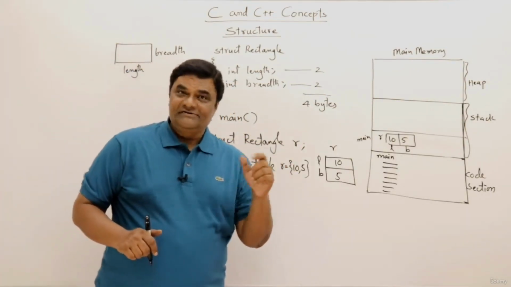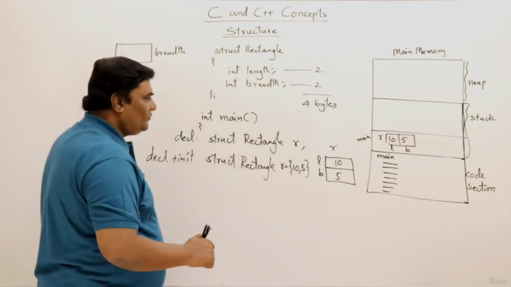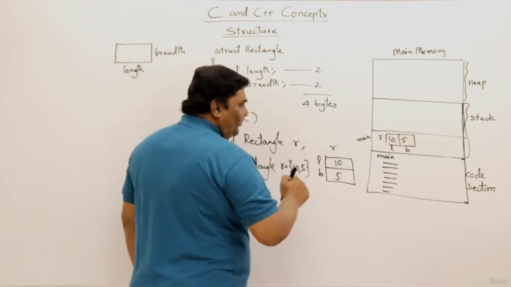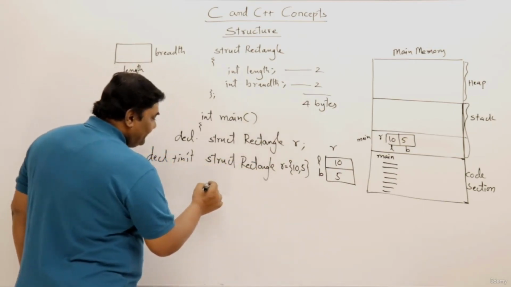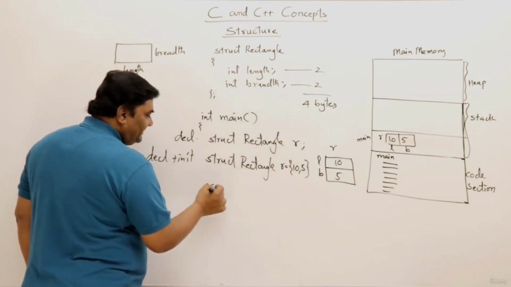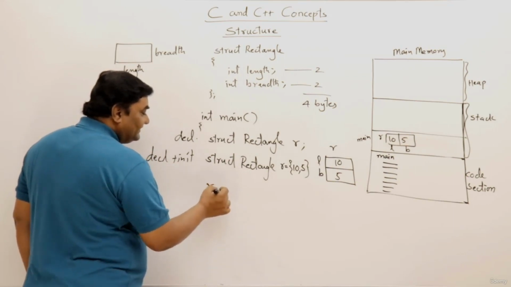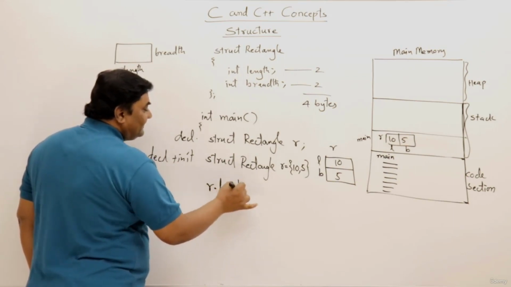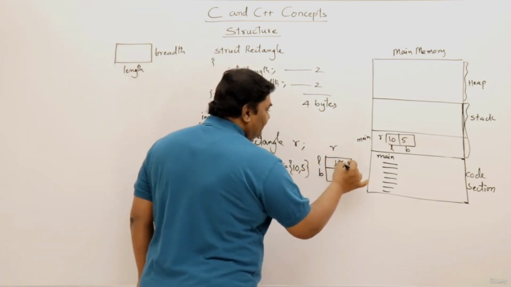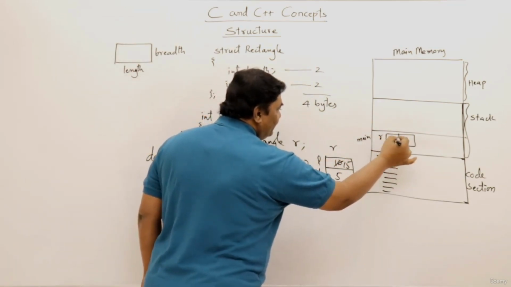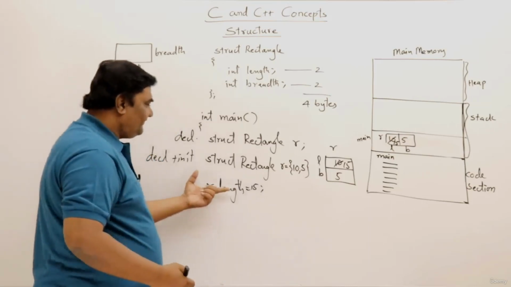Now, how to access the members of this structure? Suppose I want to access this length. I want to modify it to 15. So for accessing the members of a structure, we should use the structure variable name and a dot, length. So this is length, assign 15. So this value will be changed to 15, right? So it is changed to 15 in the memory. So this is how we can access.